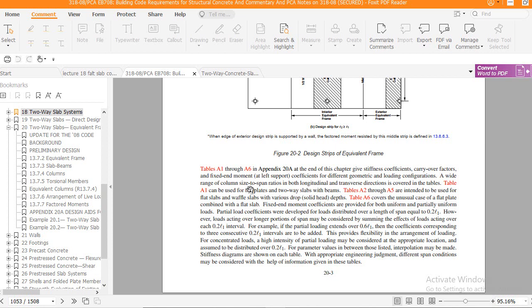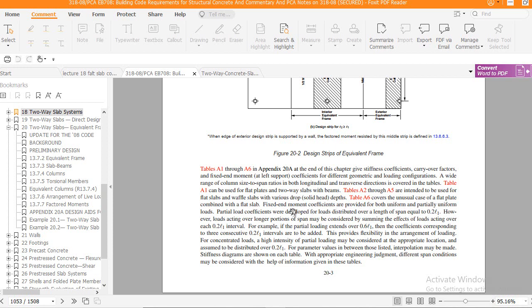Remember, these tables are developed for different geometric and loading configurations. A wide range of column size to span ratios, in both longitudinal and transverse directions, is covered in the tables. Table A1 can be used for flat plate and two-way slab with beams. Tables A2 to A5 are intended to be used for flat slabs and waffle slabs with various drop or solid head depths. Table A6 covers the unusual case of a flat plate combined with a flat slab. Fixed end moment coefficients are provided for both uniform and partially uniform load.